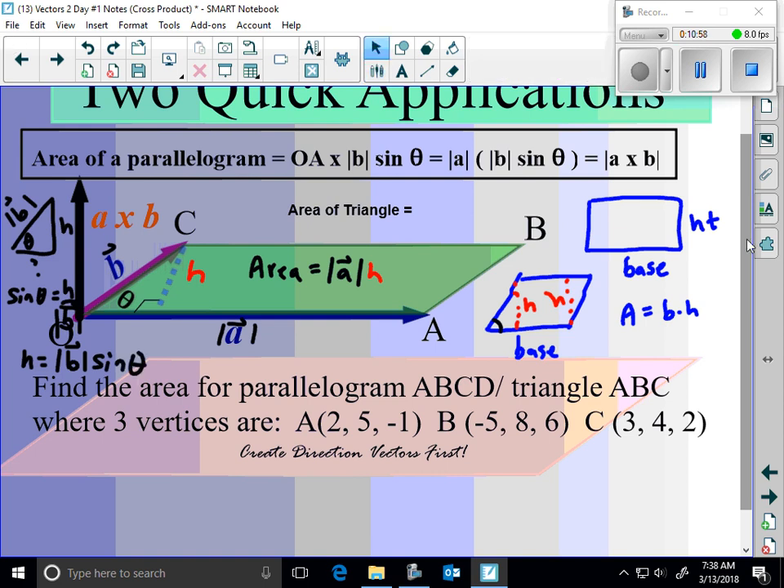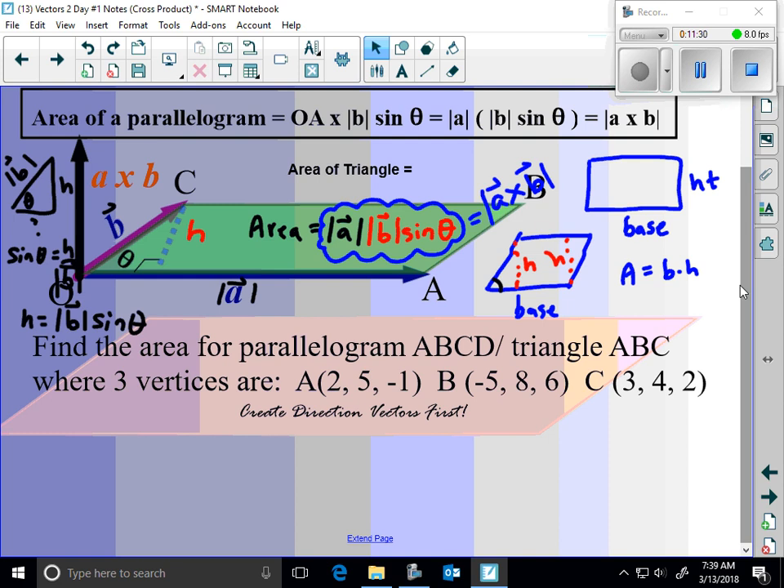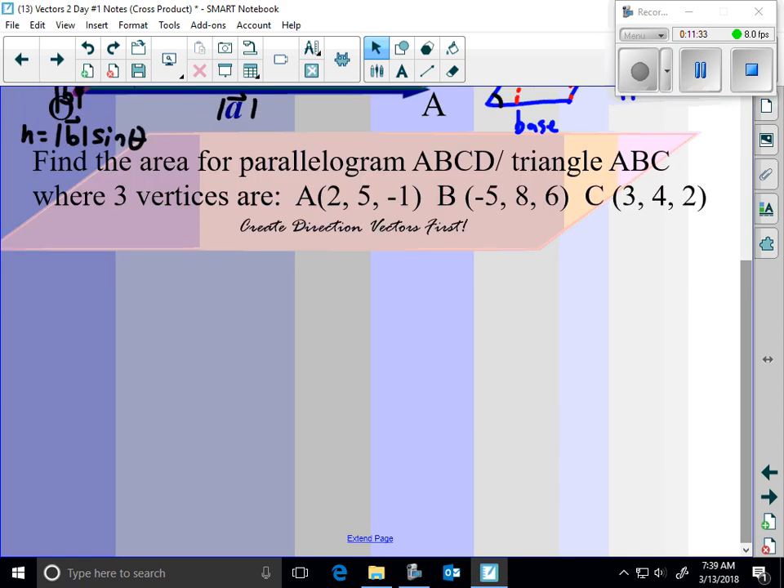So what's pretty cool, if I sub in for that height, I sub in the magnitude of B times the sine of the angle between. That looks very familiar. That right there is equal to the cross product. It's equal to the magnitude of the cross product of those two vectors. So if I want to find the magnitude or the area of a parallelogram, I just take the magnitude of the cross product.